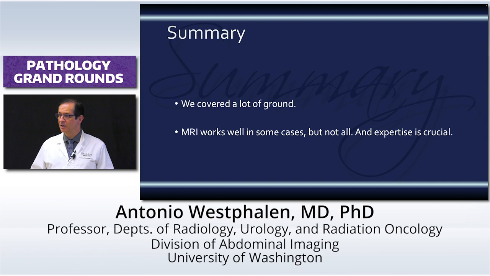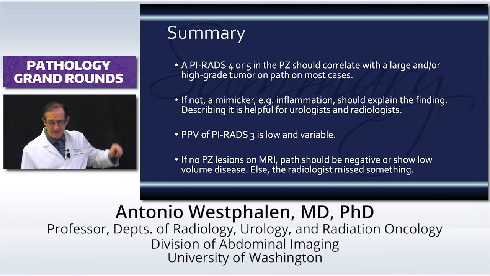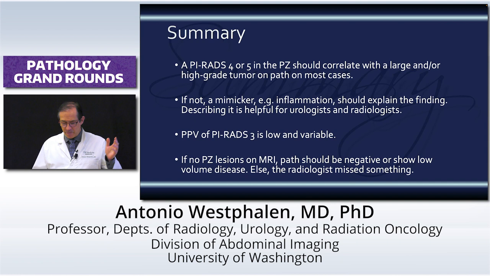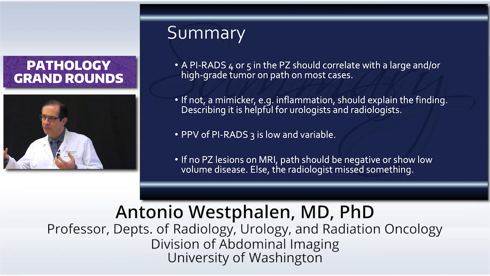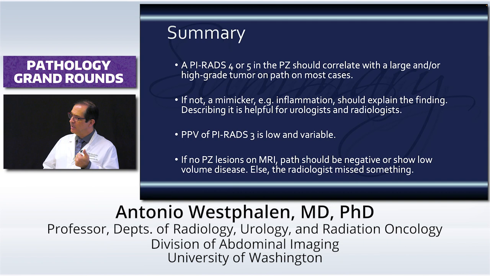But what I want to say is that MRI works well in some cases, not all. Expertise is crucial. We need to have good people reading these cases. And then the message that I want to give to you, pathologists, is that if we're looking in the peripheral zone and you have a PI-RADS 4 or a PI-RADS 5 lesion described, it should correlate with something large or high grade on pathology. If it doesn't, either there is a mimicker, or we missed.